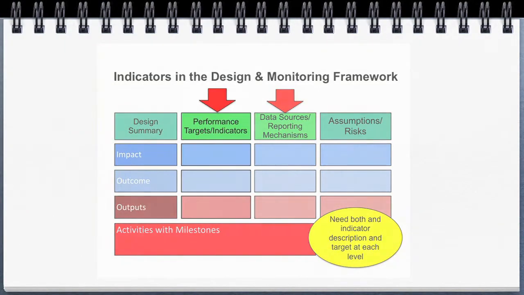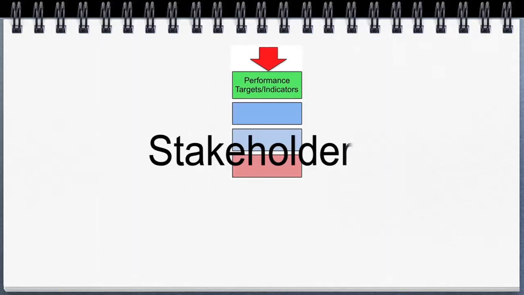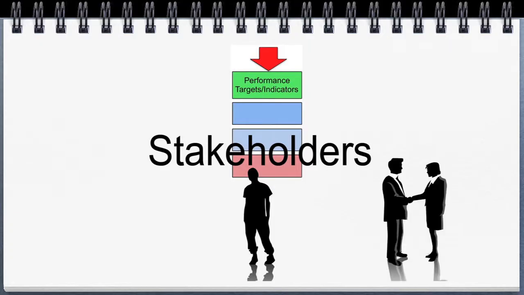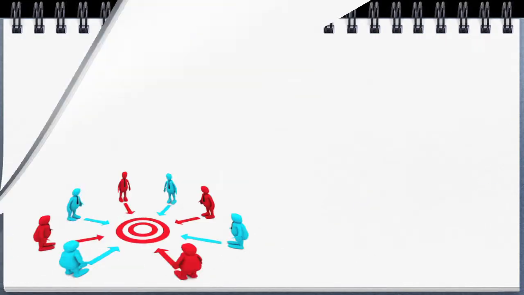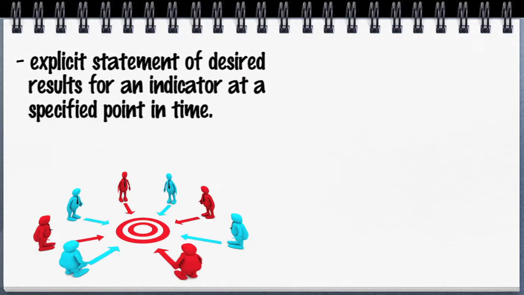The process of setting performance targets and indicators must involve the stakeholders. In fact, it is essential that they select, formulate the indicators, and set the targets. Reaching an agreement on the targets among those who design, those who will implement, and those who are to benefit increases transparency and ownership.